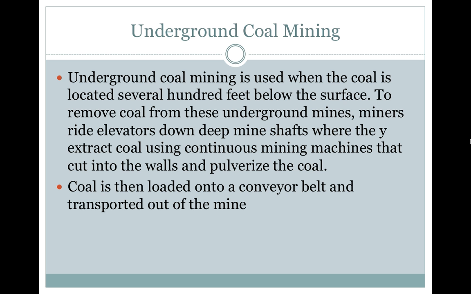Underground coal mining. Underground coal mining is used when the coal is located several hundred feet below the surface. To remove coal from these underground mines, miners ride elevators down deep mine shafts where they extract coal using continuous mining machines that cut into the walls and pulverize the coal. Coal is then loaded onto a conveyor belt and transported out of the mine.